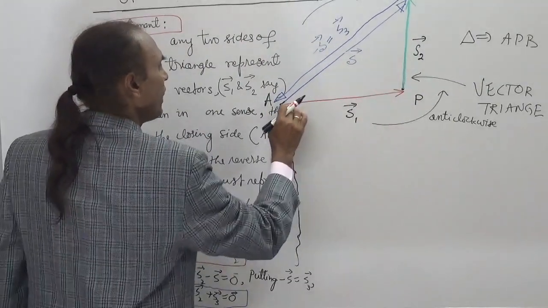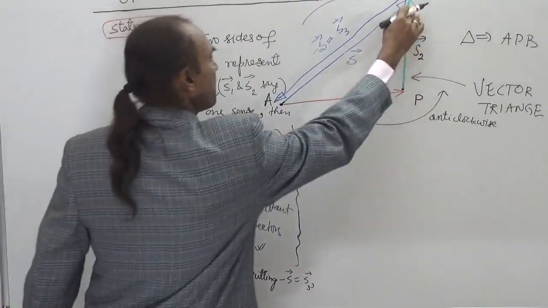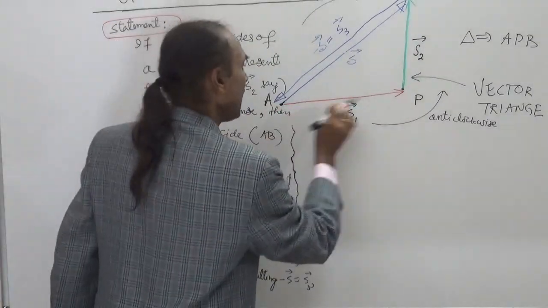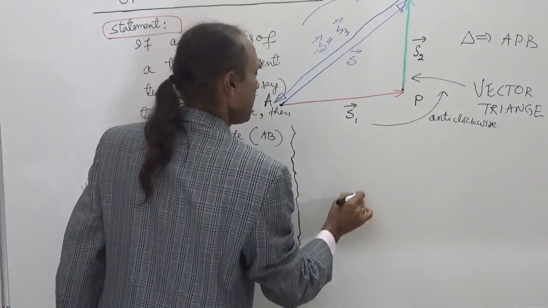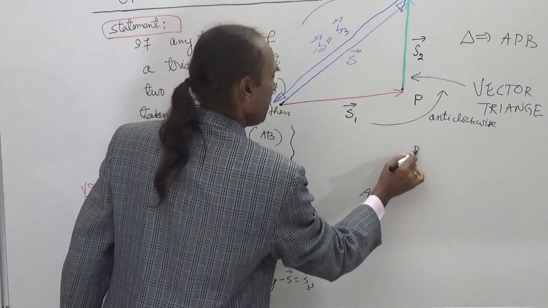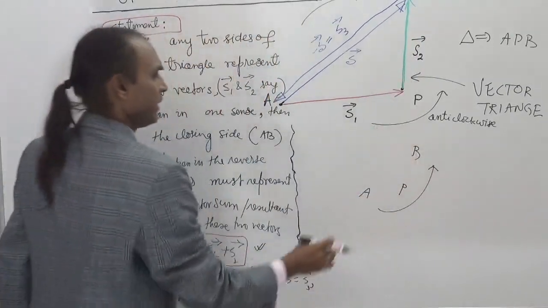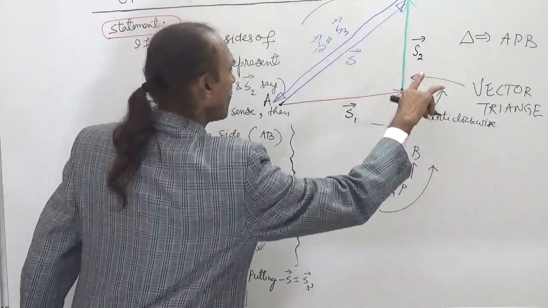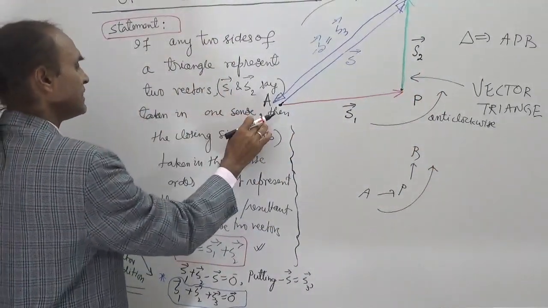S1 and S2, AP represents S1, PB represents S2, taken in one sense. What is that sense? A, P, B. A to P, P to B. Which sense? Anticlockwise sense, taken in one sense.